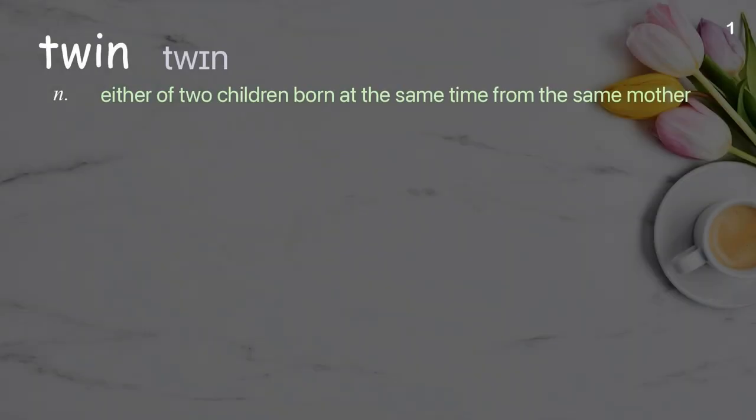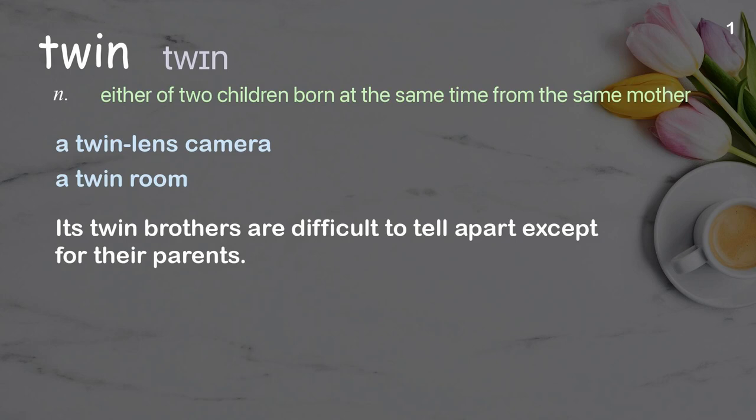Twin. Either of two children born at the same time from the same mother. Examples. A twin lens camera. A twin room. Its twin brothers are difficult to tell apart except for their parents.